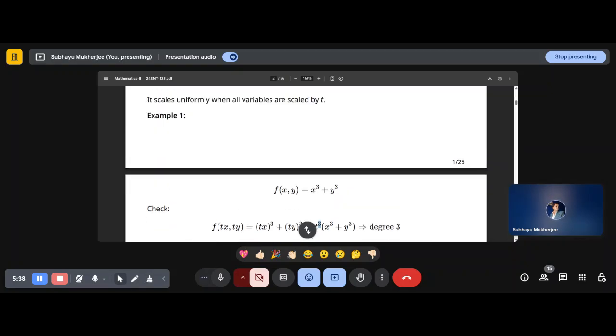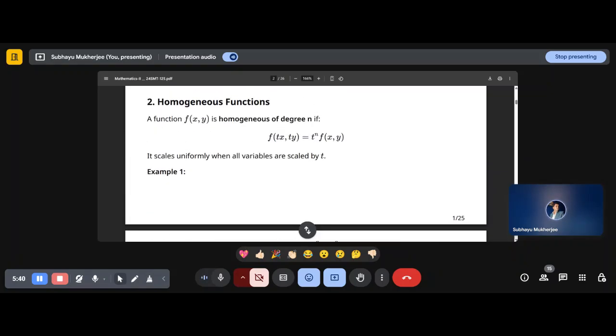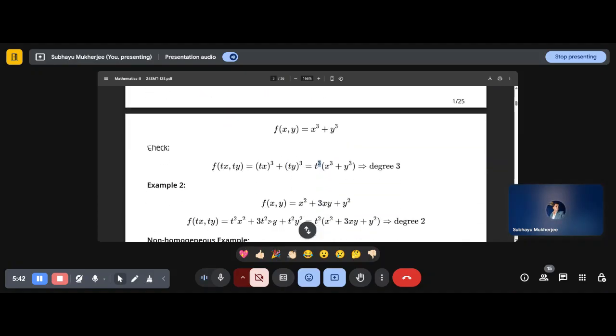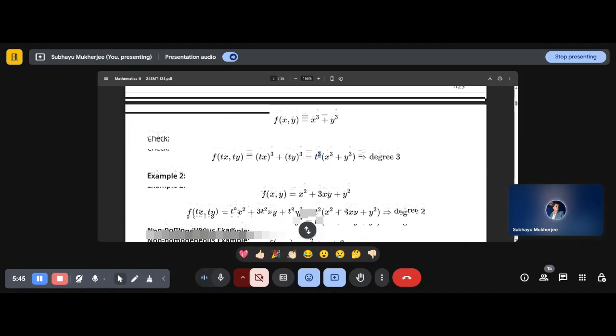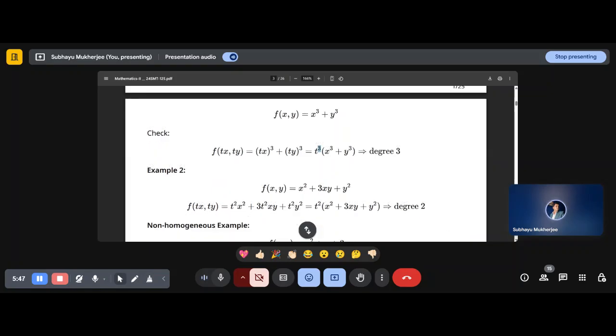So the degree of this homogeneous equation is 3. If you understand this simple concept now, you're already guaranteed 2 or 5 marks. See the second example now: f of x, y equals x square plus 3xy plus y square.